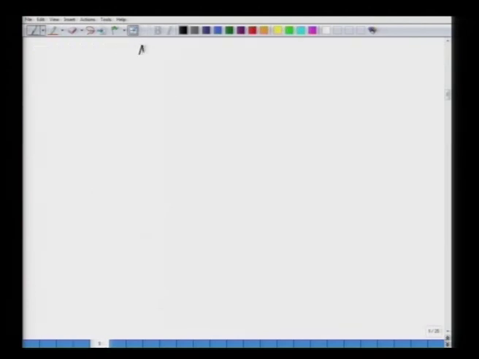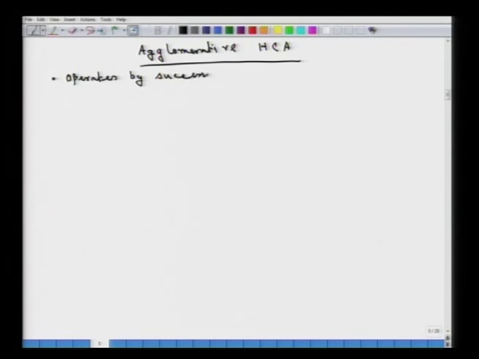Let us now concentrate on first agglomerative hierarchical cluster analysis algorithm. Now it is going to be based on the following points, that the first of all, this operates by successive merger of cases. That is the first point, because it is agglomerative in nature.